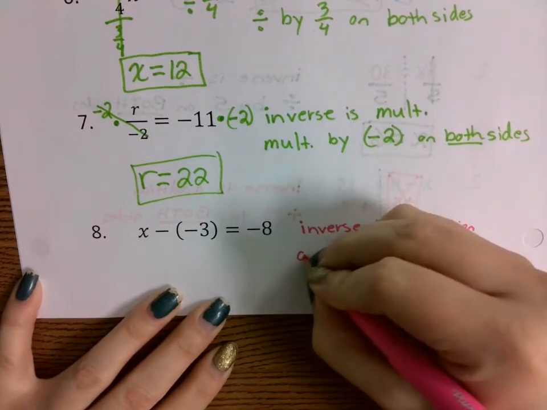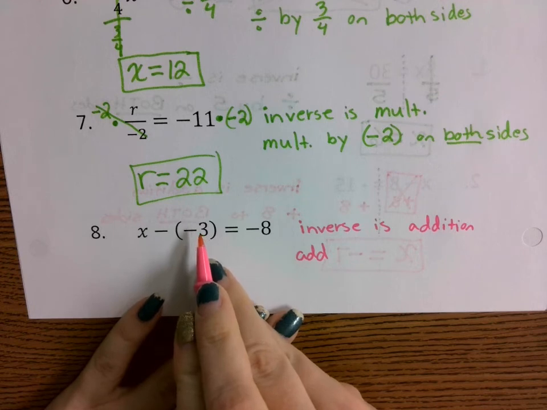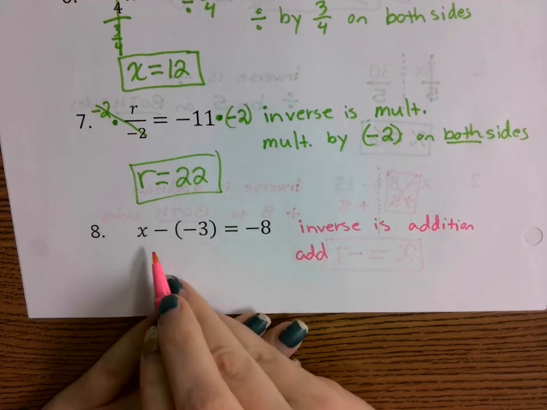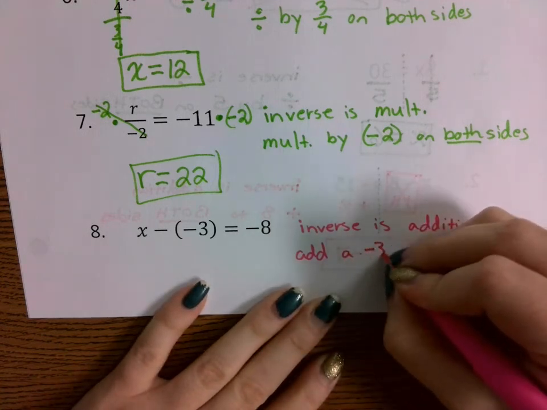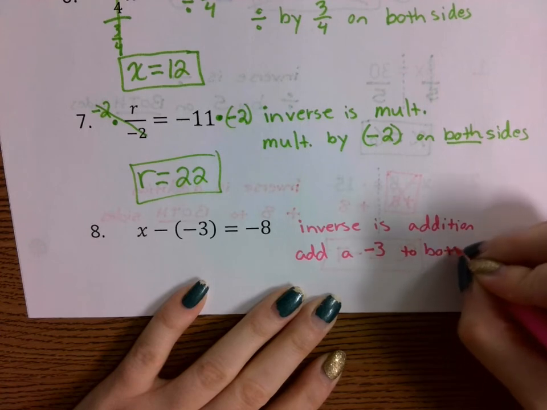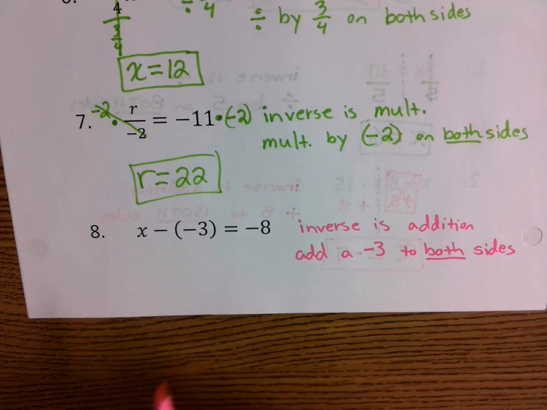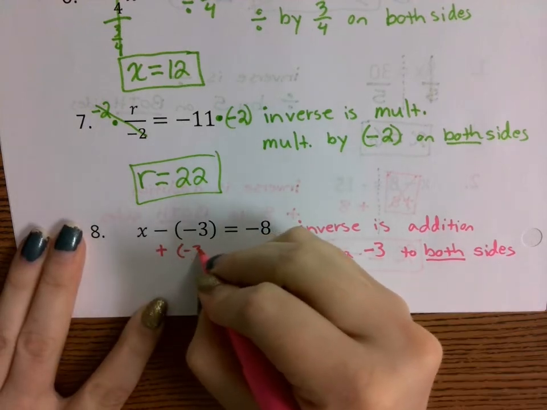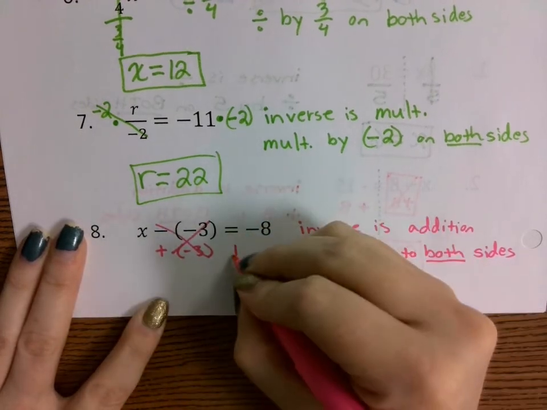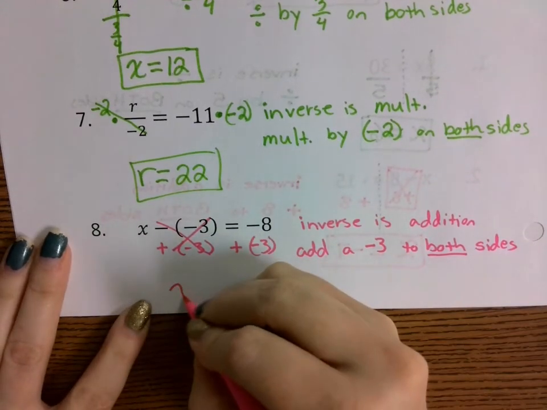So we are going to add -3. Right now we are subtracting by a -3, so the inverse is to add a -3 to both sides. You do the inverse of the operation, not of the number. So you are adding a -3 to both sides. -8 plus -3 comes out to a -11.